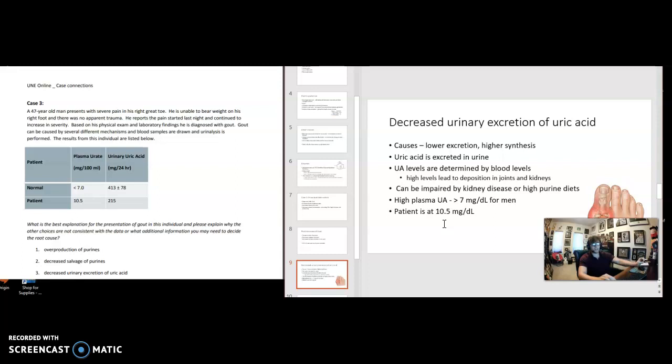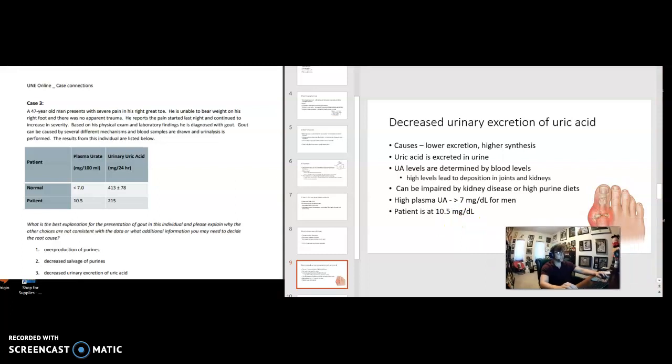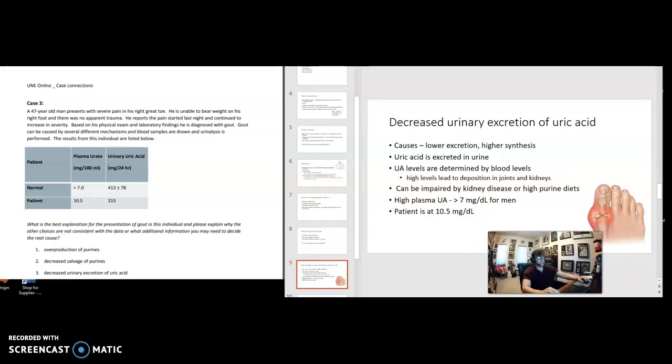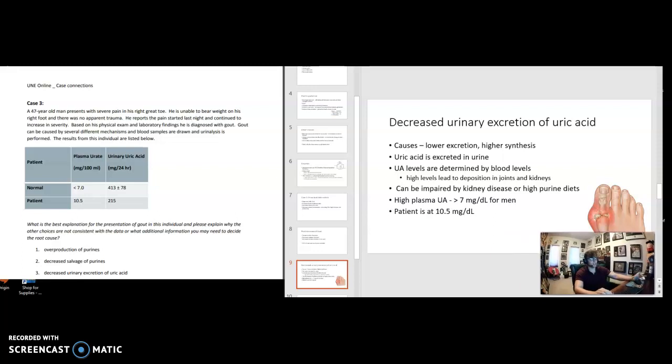The body carries the uric acid in the blood, and it's usually processed by the kidneys. So when there's an excess and it's not being cleared as well, it leads to depositions in certain joints and kidneys. That's why the big toe is usually the first place people experience a gout attack. It's usually what you think of whenever you think of gout.